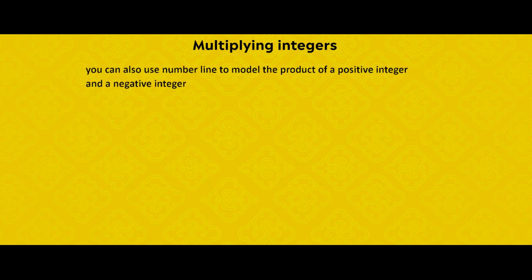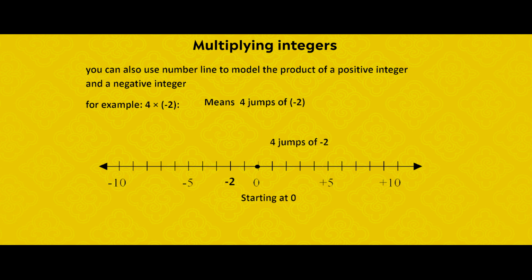We can also use a number line to model the product of a positive integer and a negative integer. For example, 4 times negative 2. That means 4 jumps of negative 2. So, let's see, I have a number line here. Then you can see 0. At the right side of the 0, you can see positive integers, and at the left side of the 0, you can see negative integers.